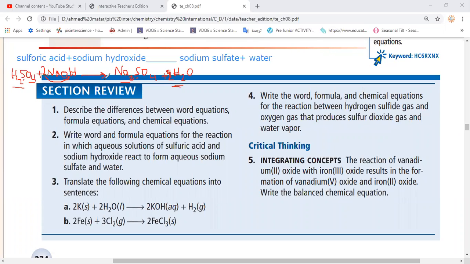Okay, so let's pass to question 3. Translate the following chemical equation into sentences. Okay, let's try to answer here. We need to translate this chemical equation into sentences, guys. 2K(s) plus 2H2O(l) yields 2KOH(aq) plus H2, well, it doesn't matter, how could we make it a word equation? Who can answer this question?